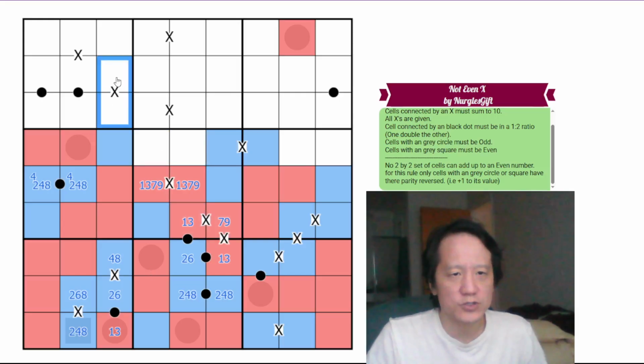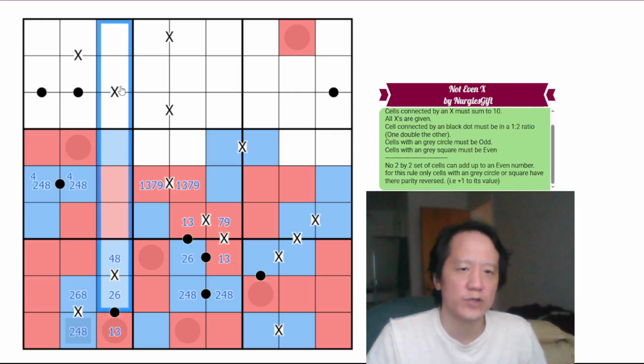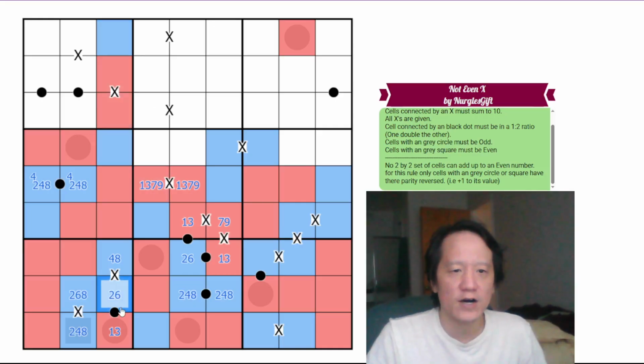This can no longer be 2 even digits. If this is 2 even digits, we have 5 even digits in column 3. So this is both odds, which forces this to be even because we now have 5 odds in column 3.